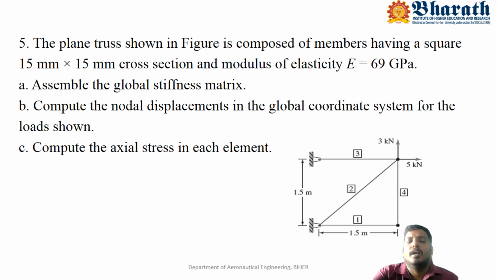Then we have to develop the finite element equation. That means K times del must be equal to the applied forces. So the size of the stiffness matrix: how many nodal locations do we have? Nodes 1, 2, 3, 4, so 4 nodes are there. Each node has 2 degrees of freedom. Therefore, the size of the stiffness matrix is 8 by 8.